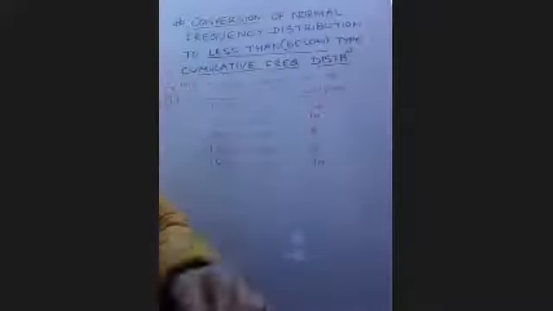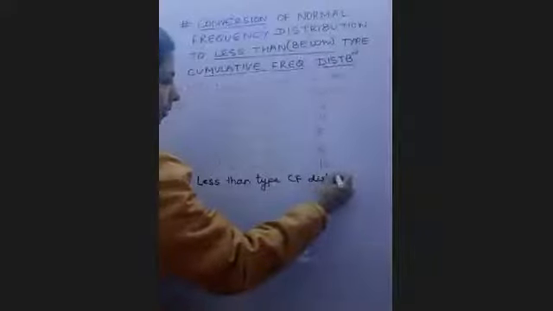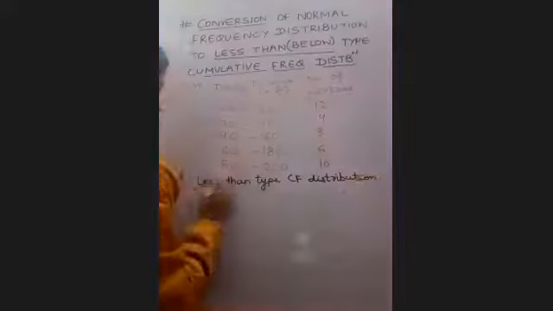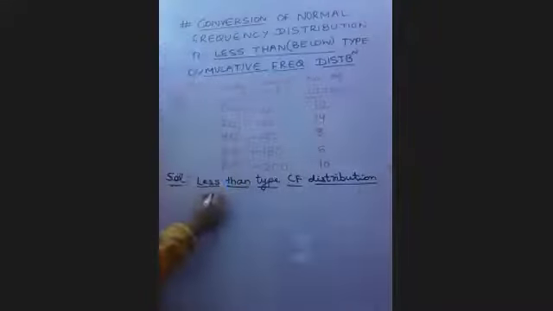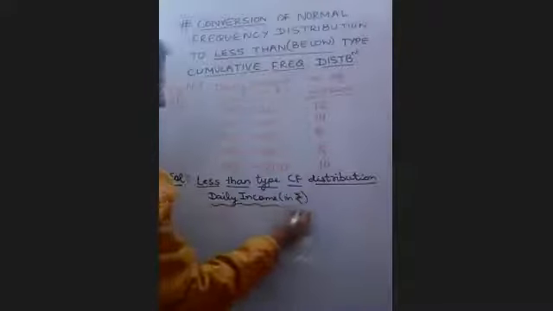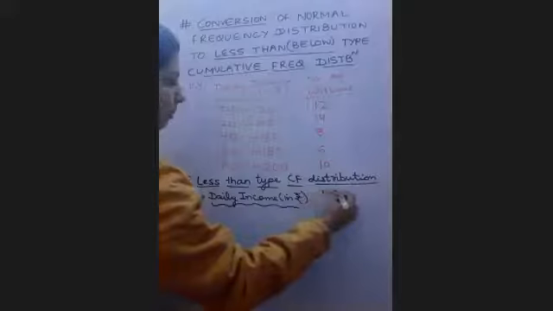Now, as per the question, this data has to be converted to less than type. This is normal, where you are given the intervals and the number of people falling in each category. I need to convert it to less than type frequency distribution. The heading will remain the same, that is daily income in rupees, and number of workers will also remain the same.